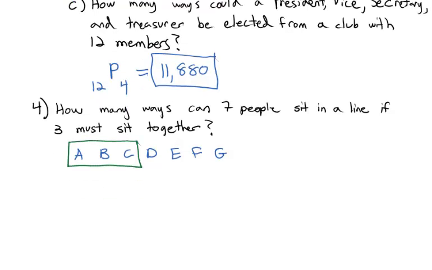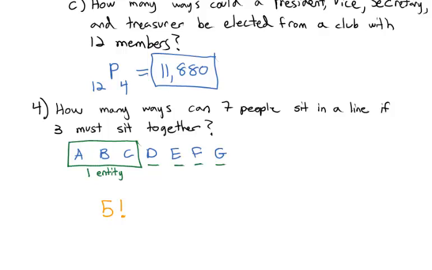Well, what we can do is we can treat this ABC group as one entity, or one person. In other words, there is one entity, that's the group, and then there's the D, E, F, and G. There are 5 sittings, if you will. So that means that group is going to sit down as 5 times 4 times 3 times 2 times 1. Notice everybody's sitting down. 5 times everything below it is 5 factorial.